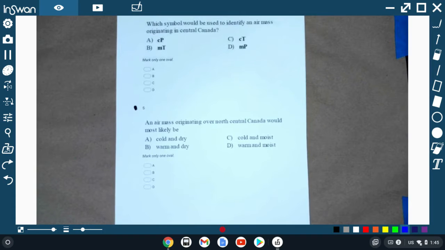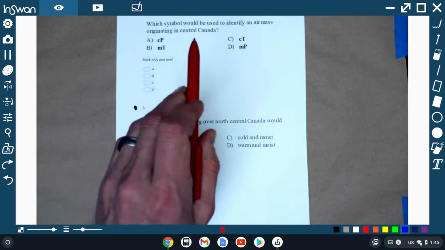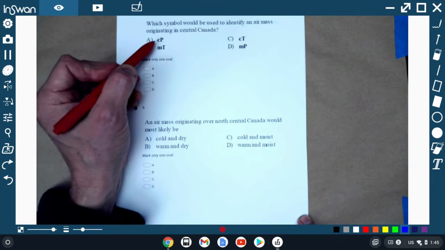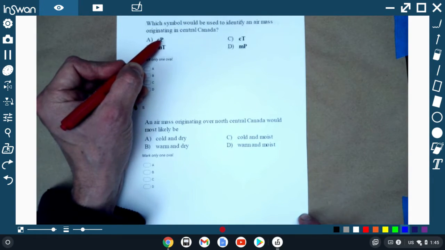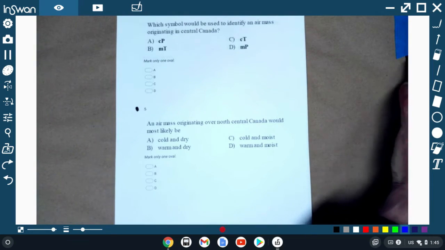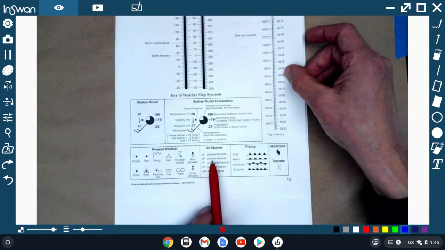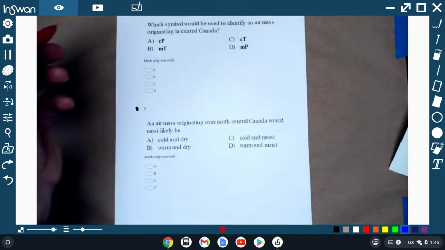Number 4, which symbol would best be used to identify an air mass originating over central Canada? Well, central Canada is in the middle of a continent, so it should be dry. And it's in Canada, so it should be pretty cold. So that should be polar. We're looking for continental polar, small c for continental, big P for polar. And just to verify that, if we look at page 13 from our Earth Science reference tables, continental polar, cP.